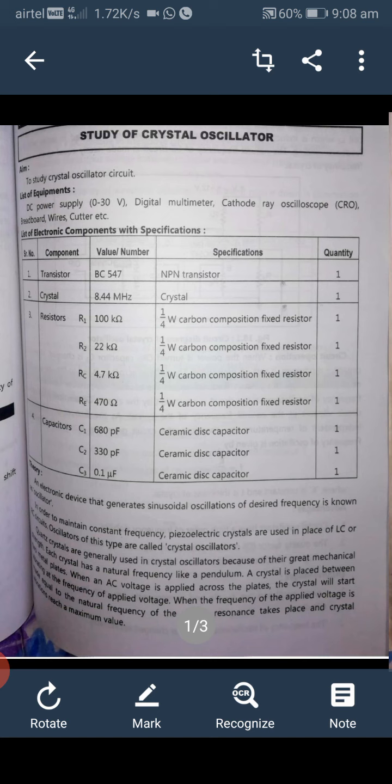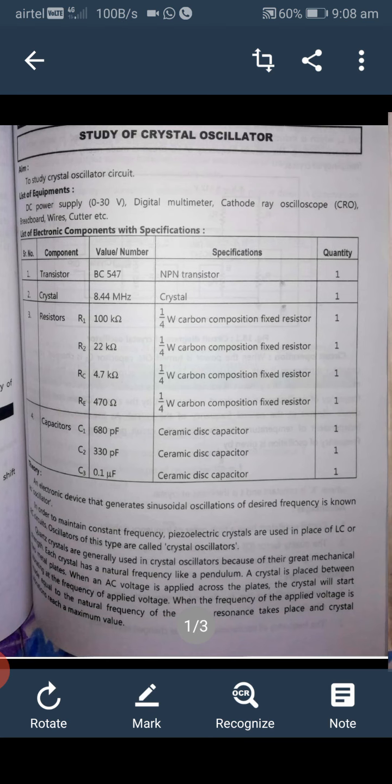Capacitor C1, C2, C3. The value of C1 is 680 pF, means 680 picofarad. Ceramic disc capacitor, quantity required is 1. Value of C2 is 330 picofarad. Ceramic disc capacitor, quantity required is 1. Value of C3 is 0.1 microfarad. Ceramic disc capacitor, quantity required is 1.